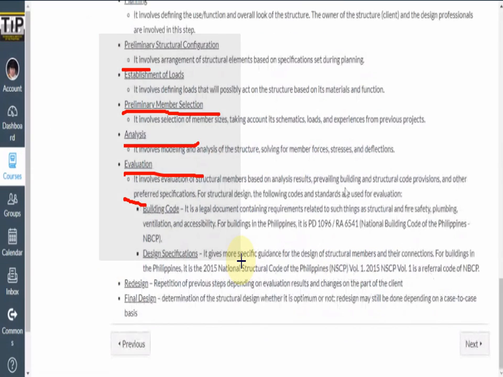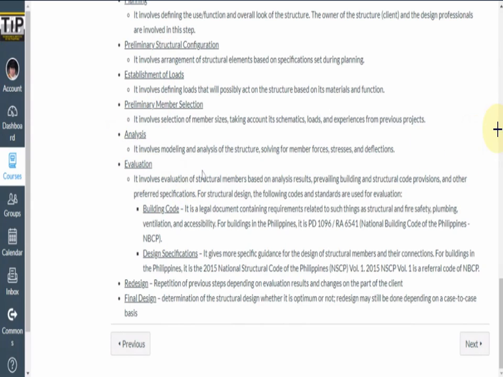So you will now evaluate the results of the analysis using code provisions. So this is the design portion. Okay. So what are the codes that we use? So we use a building code. In this case, we use PD 1096, the National Building Code of the Philippines.